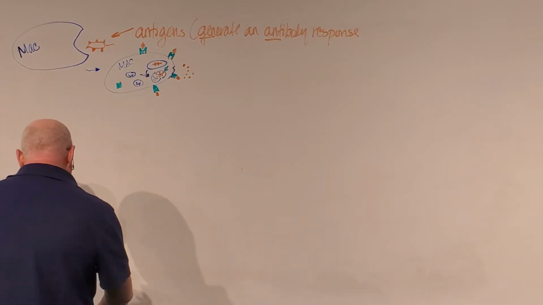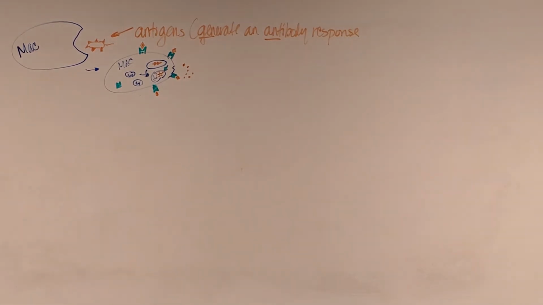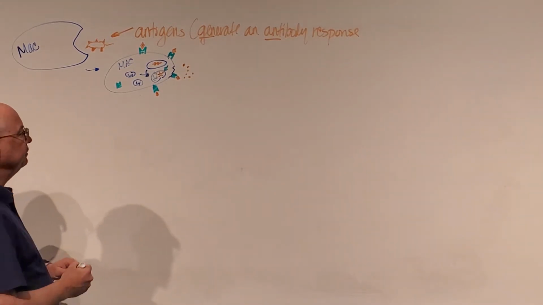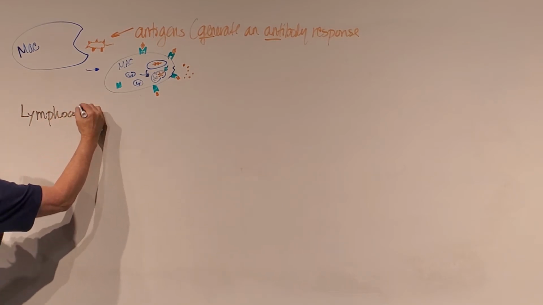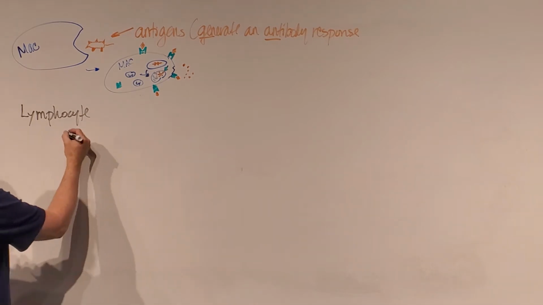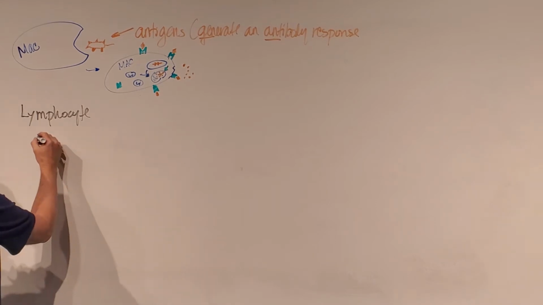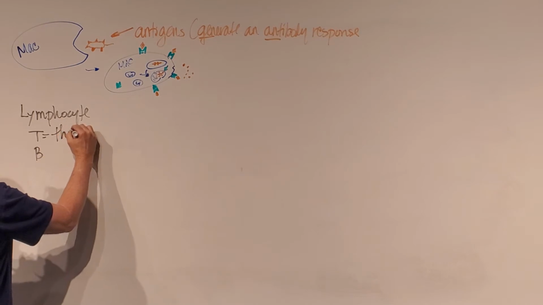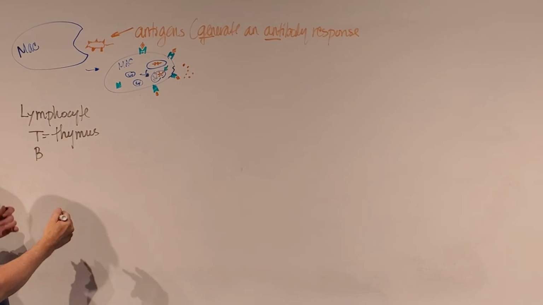Now there's another type of white blood cell that we did not talk about before in great detail. This white blood cell is called a lymphocyte. There's different types of lymphocytes. Now lymphocytes are pretty small white blood cells. These lymphocytes can come in different types. There's T lymphocytes and there's B lymphocytes. T comes from the term thymus. That's where these lymphocytes mature, in the thymus gland.